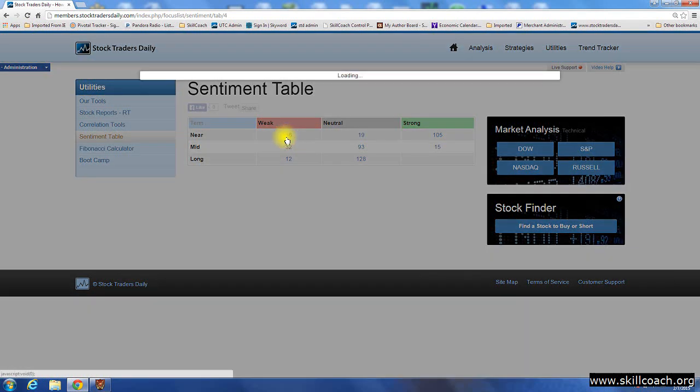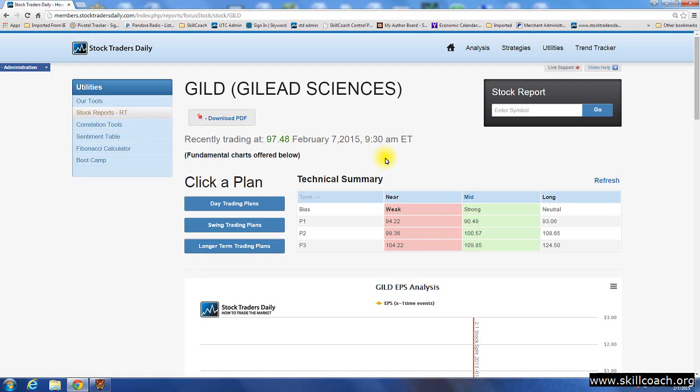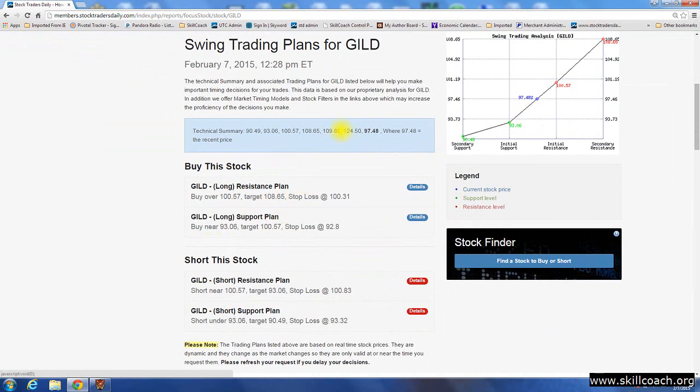And you can do so specifically by clicking one of the links for the symbols once you have the list up. And then you can look at the trading plans, of course, and you can make your decisions to buy or sell.